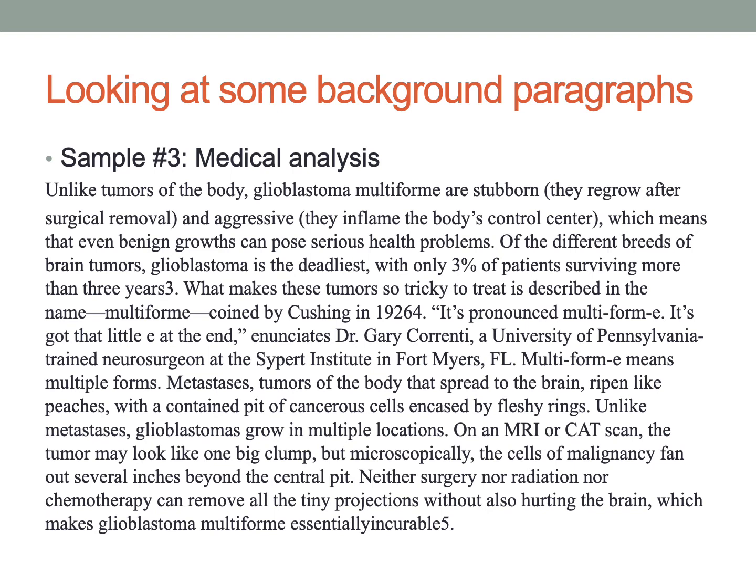I find this next statement, what makes these tumors so tricky to treat is described in the name multiforme, coined by Cushing in 1926. That there is supposed to be an AMA endnote marker. That's where you get some of those in there. This was done in AMA format. It's pronounced multiforme. It's got the little E at the end. I think this is a little overkill and not needed, but definitely the notion that it has multiforms is important. Multiforme means multiple forms, of course.